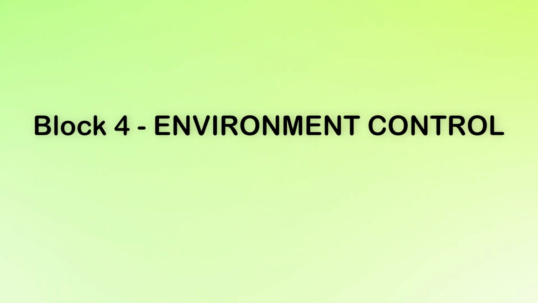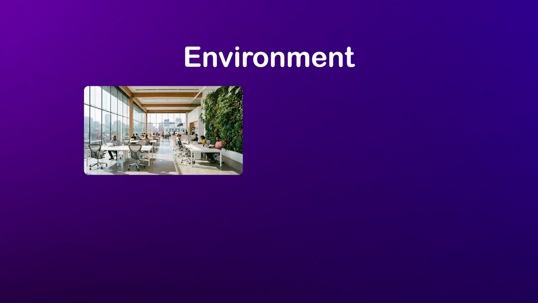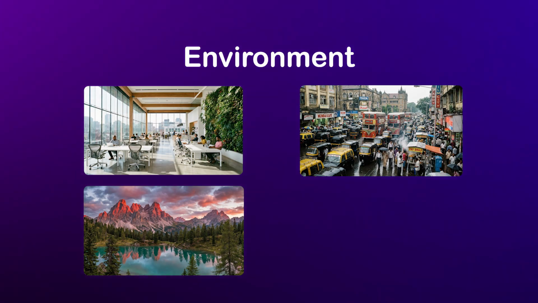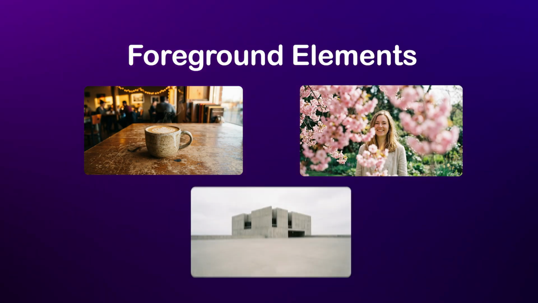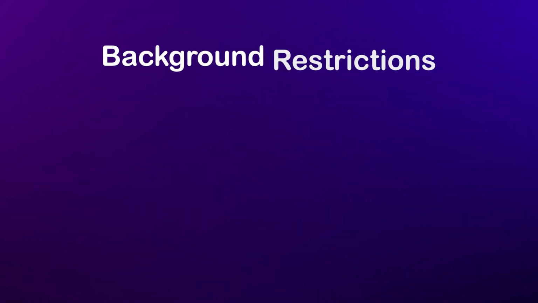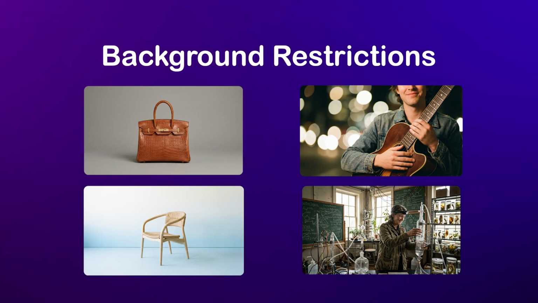Block 4. Environment control. You have to tell in which environment your image is. Something like a modern office or a busy Mumbai street or a mountain landscape or abstract background. And the second one, foreground elements. Something like coffee cup, flowers in soft focus or nothing. And the third one is background restrictions. Is it a plain background or blurred or minimal or something detailed? Background isn't just for decoration. It tells your story.